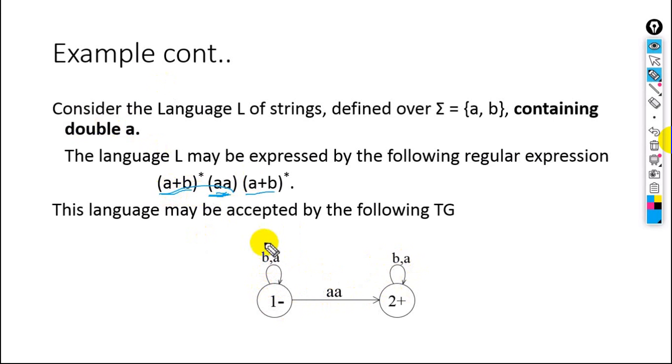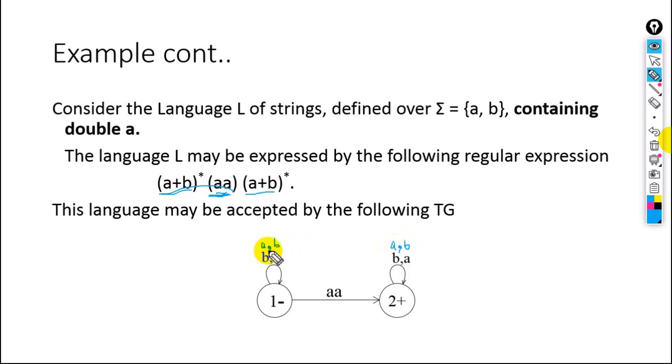So A plus B, you can write A comma B. That is correct, there is no problem. The same case is right here. You can also write A comma B. Comma means OR. If there is a plus, it means here we should put a comma.